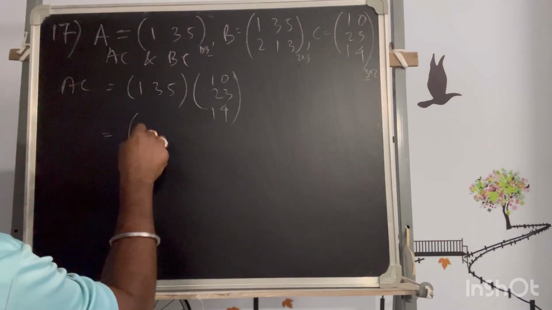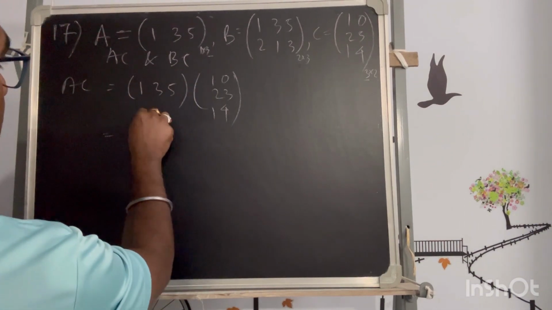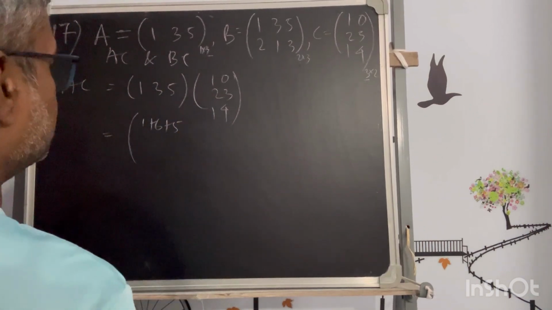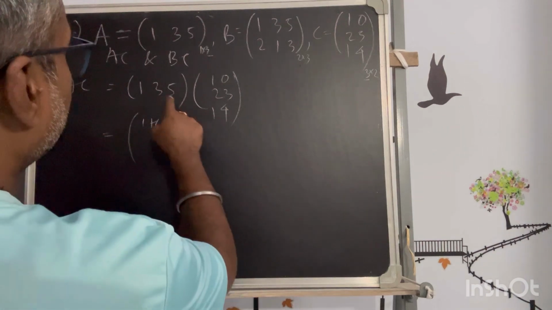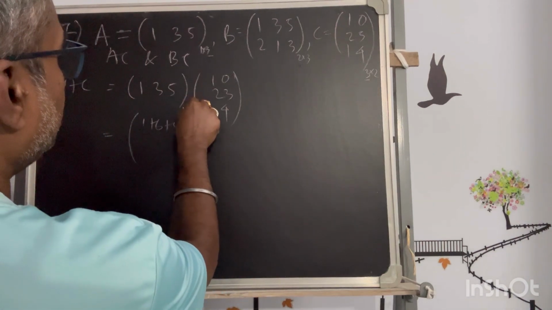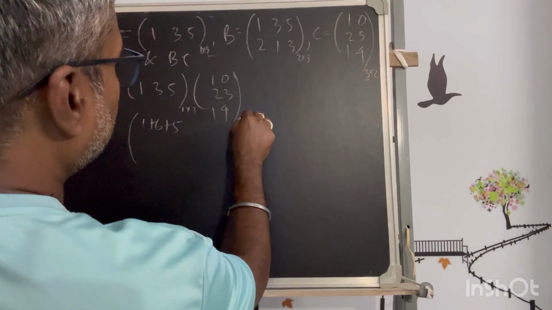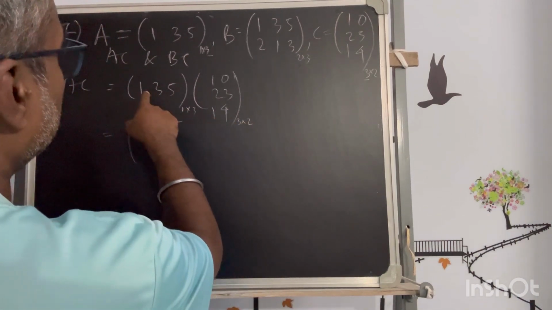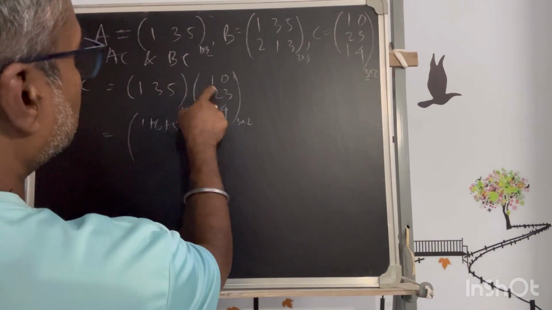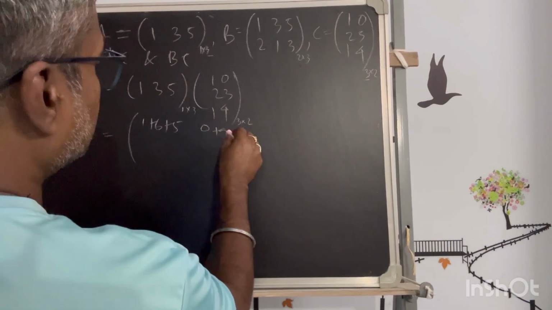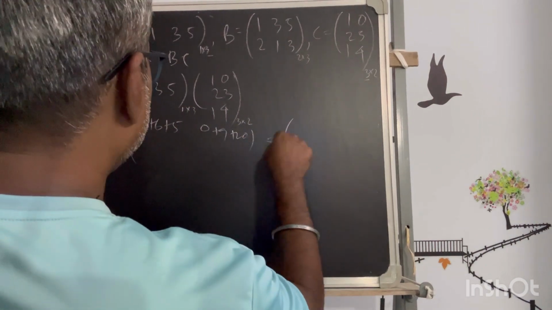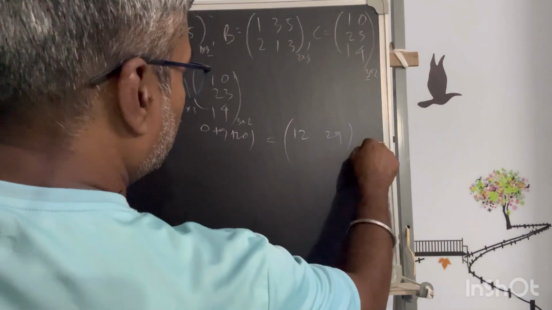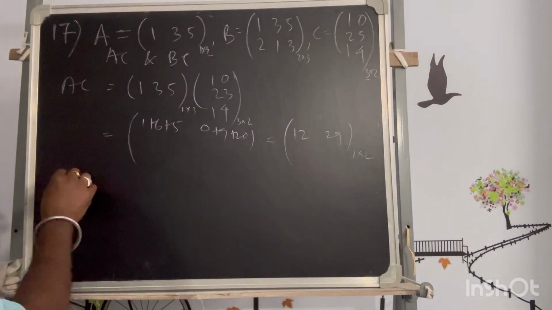Now we'll do it. 1 into 1, 1; 3 into 2, 6; 5 into 1, 5. This is the first item, and the second will be, now this is of order 1 into 3 and this is of order 3 into 2, so I will get order 1 into 2. So the second one is 0 plus 9 plus 20. So this is equal to 11 plus 1, 12, and this is 20. So this is of the order 1 into 2. AC is done. Now what else?